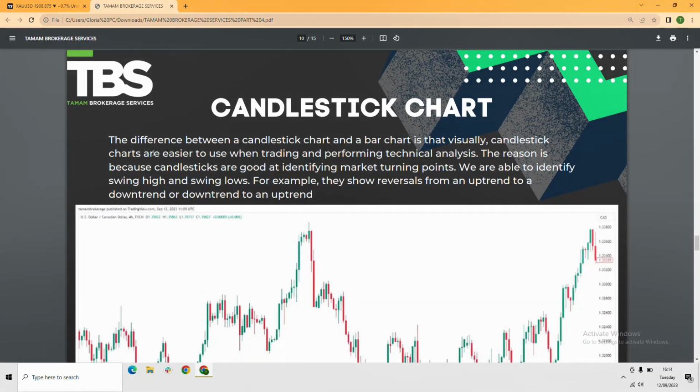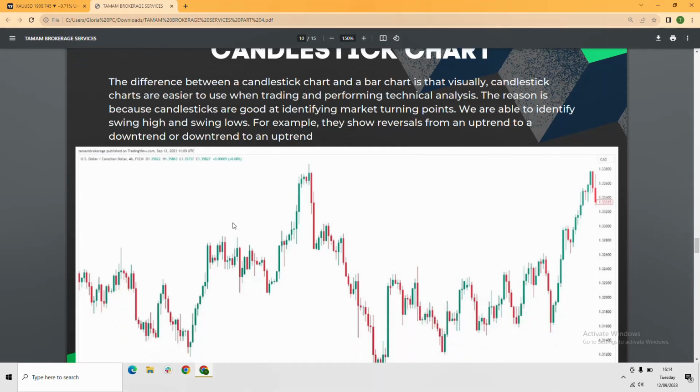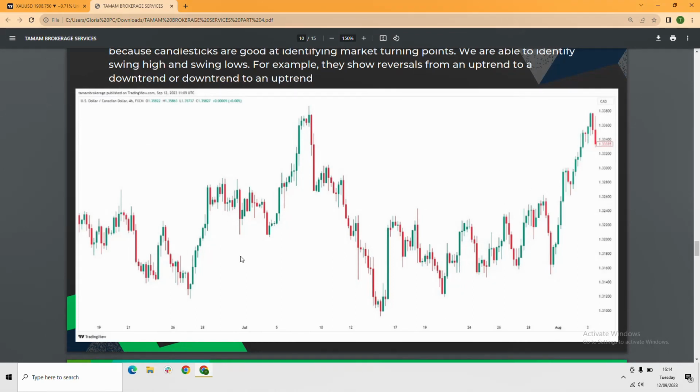Okay, so what I'm trying to say is that the difference between a candlestick chart and a bar chart is that visually, candlestick charts are easier to use when trading and performing technical analysis. This is something I've explained previously. The reason is because candlesticks are good at identifying market turning points. We're able to identify swing highs and swing lows. For example, they show reversals from an uptrend to a downtrend or a downtrend to an uptrend. This is literally a representation of what we term as a candlestick chart.